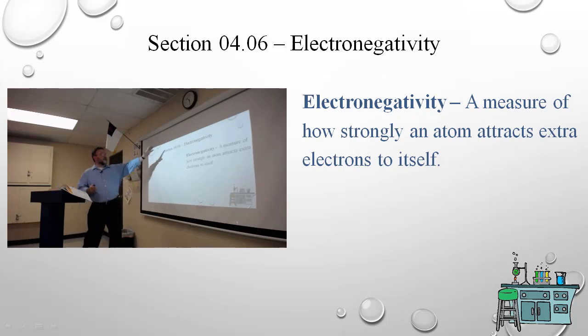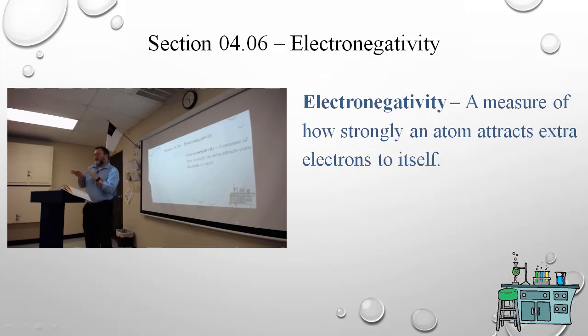Next periodic property is electronegativity. Now, the way I'd like you to think about electronegativity is this. In the way that ionization energy was from the perspective of the atom holding on to its electrons, electronegativity, like I referred to earlier, is the desire of an atom to take somebody else's electron. Okay? The desire to take away another.